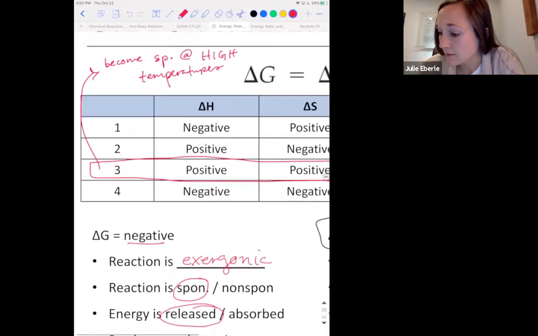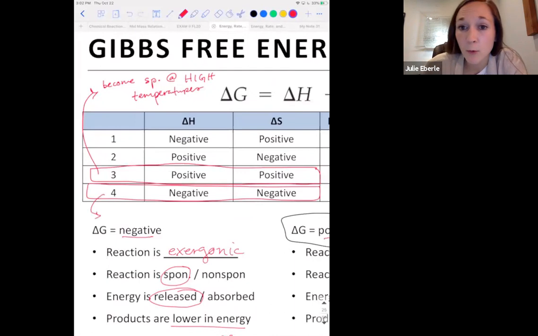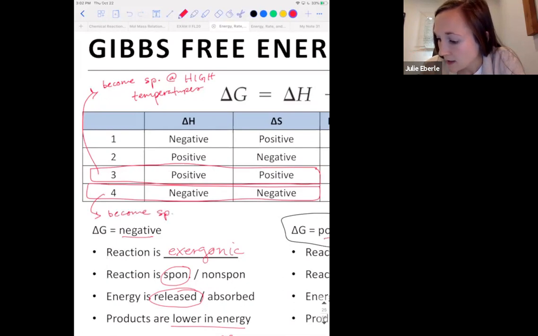And guess what's directly opposite row 3? Row 4, when you have a situation where your delta H and delta S are negative, we could do the same little number experiment. And if you don't believe me, try one on your own. These will tend to become spontaneous, this time at lower temperatures.